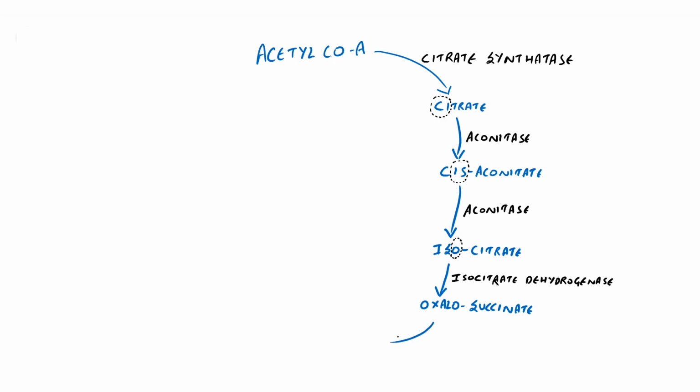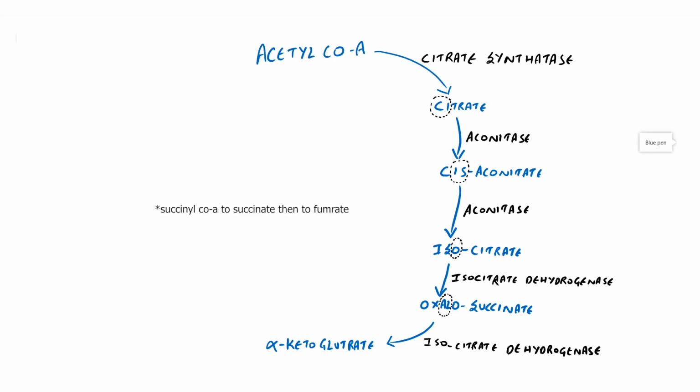Now look at the last letters in oxalo, that is Al. So the compound formed will be alpha ketoglutarate, and the enzyme will be the same, isocitrate dehydrogenase. The next few you have to learn on your own. Alpha ketoglutarate is converted into succinyl-CoA. The enzyme is alpha ketoglutarate dehydrogenase.